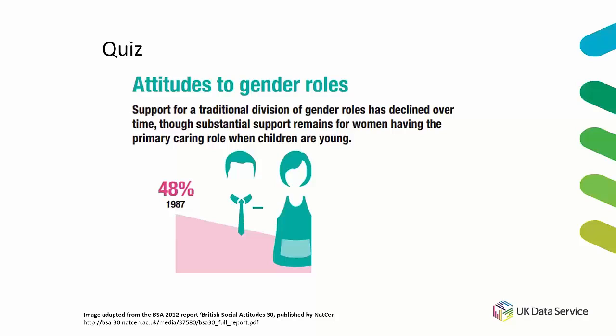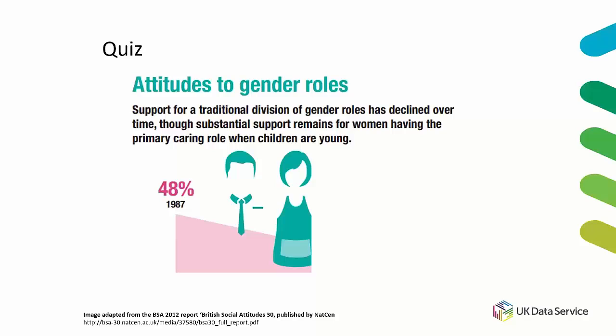So just to illustrate some of the things that you might find when looking at the BSA, here is a finding from the BSA in 1987 about the proportion of people who support traditional gender roles. That is the idea that men should earn the money and women should look after the home and family. In 1987, according to the BSA, 48% of people supported the traditional view of gender roles. And this question was also asked in 2017.